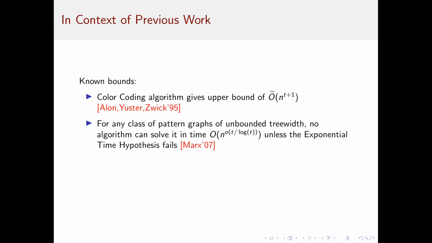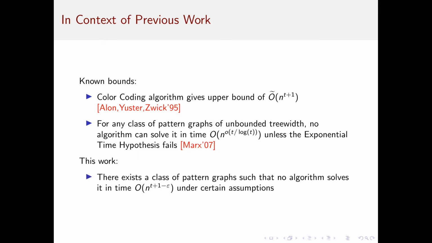So, of course, the aim is to close that gap in some way, either by improving the algorithm or by improving the lower bound. Okay, and we do the latter, namely, we show that there exists a strict lower bound for the color coding algorithm. More specifically, we show that there exists a maximally hard class of pattern graphs, meaning that the subgraph isomorphism problem cannot be solved in time O(n^(t+1-ε)) for pattern graphs from that class under certain hardness assumptions.